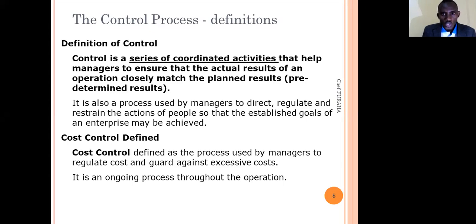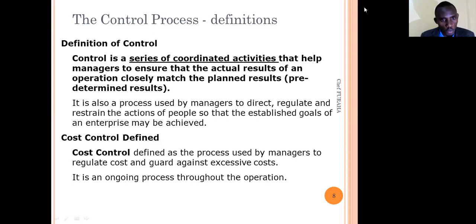So it is also a process used by managers to direct, regulate, and restrain the actions of people, so that the established goals or standards of an enterprise may be achieved. So it's a way that is used by managers. Managers use these ways to regulate, direct, and sometimes restrain actions of employees for them to achieve goals of the establishment.